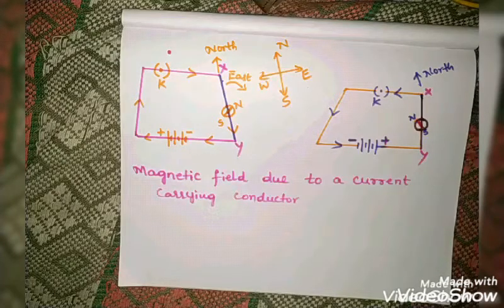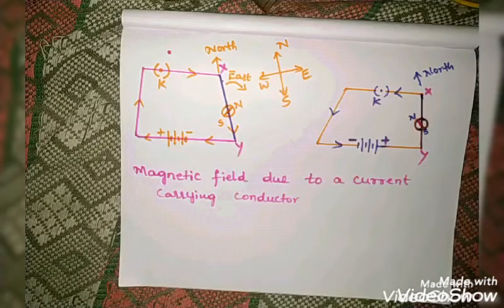Welcome to physics session. In the last class, we studied some basic things, that is the magnetic field lines in the lesson magnetic effects of electric current, isn't it? Today, let us study magnetic field due to a current carrying conductor. How is the magnetic field produced in a current carrying conductor?